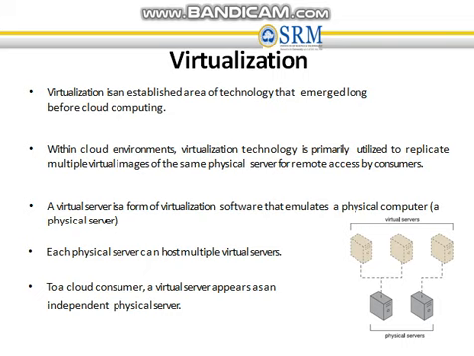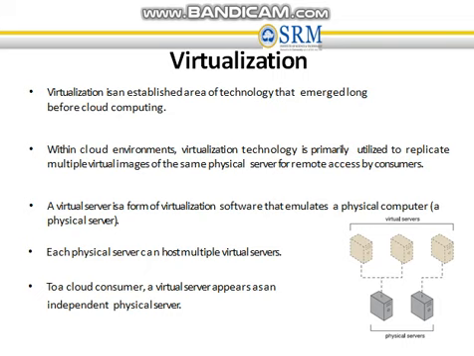That is, when you look into the diagram depicted at the bottom right corner, we have two physical servers and around three virtual servers. Actually, virtual servers could be n number. All these virtual servers emulate a physical computer, meaning it is a form of virtualization software that emulates a physical server, and each physical server can host multiple virtual servers. If you look at physical server number one, it has two virtual servers.